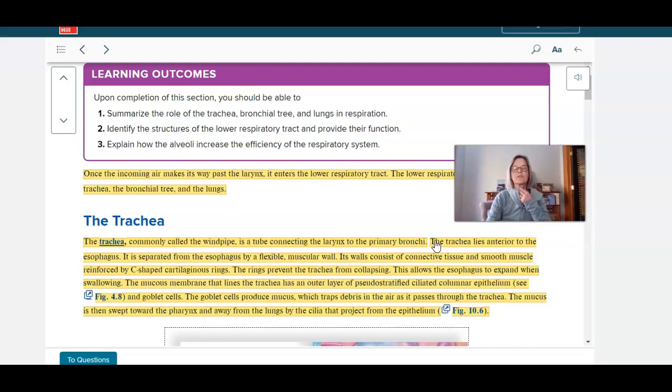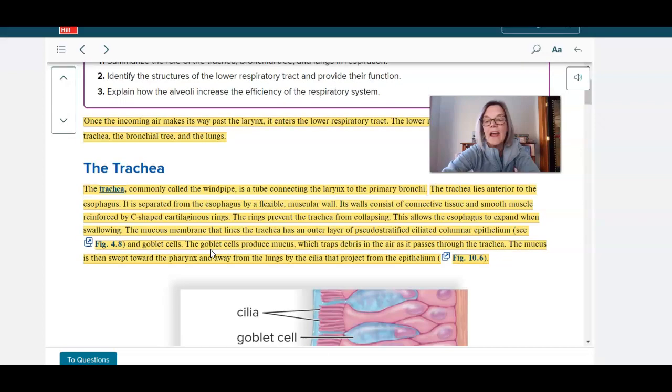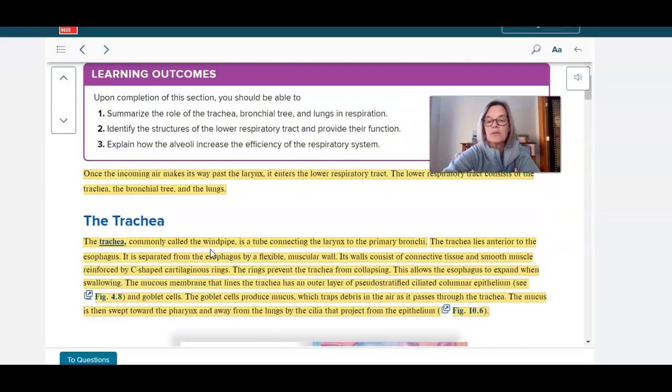go through the upper respiratory tract, we get the air to the larynx. And then below that, remember the larynx is continuous with the trachea. And so the trachea is the beginning of the lower respiratory tract. It says here it's commonly called the windpipe. And so you are familiar with the trachea. It lays anterior to the esophagus, so you can actually touch the trachea.